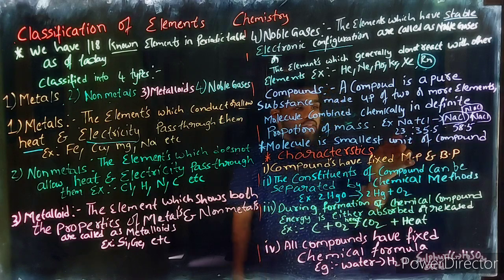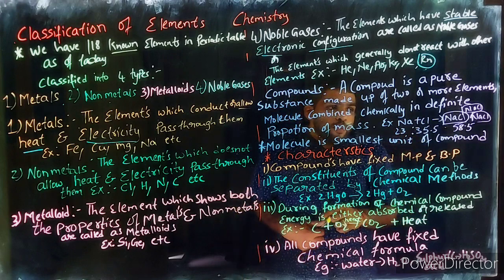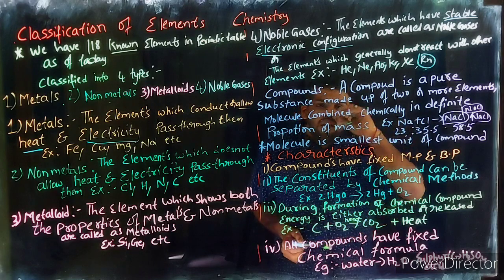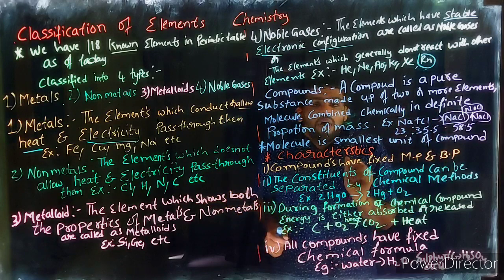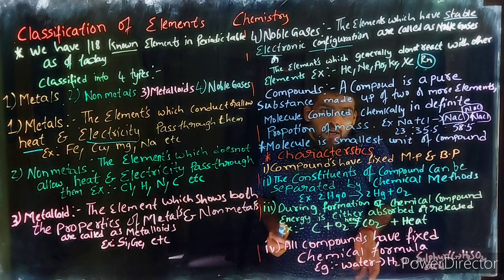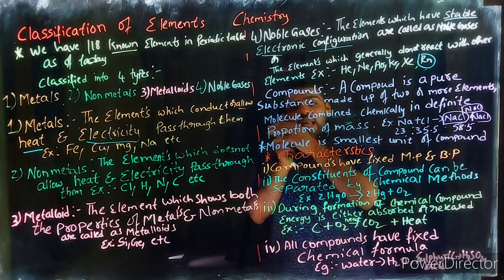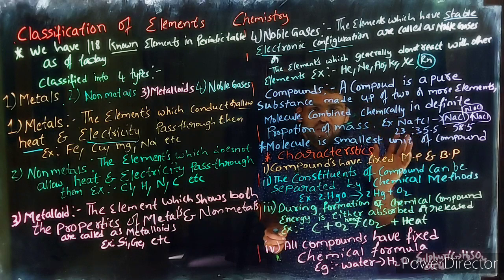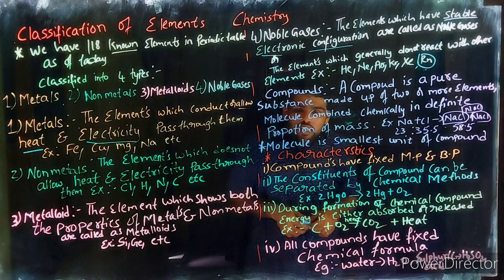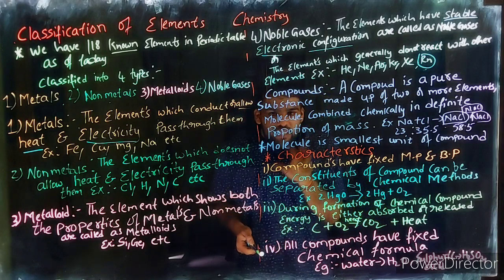You can see here I've written 23 is to 35.5, which gives you 58.5. Always remember, whenever any 2 elements are combining to form a compound, they are combining in a fixed ratio. Means any part of the world or any time, if you have to form sodium chloride, then 23 parts of sodium will combine with 35.5 parts of chlorine. This is the fixed ratio of combination of sodium and chlorine. Like that any other molecule, if you consider, the same thing will happen. They will combine in a fixed ratio to give a compound. Next, let us discuss a few of the characteristics of a compound.